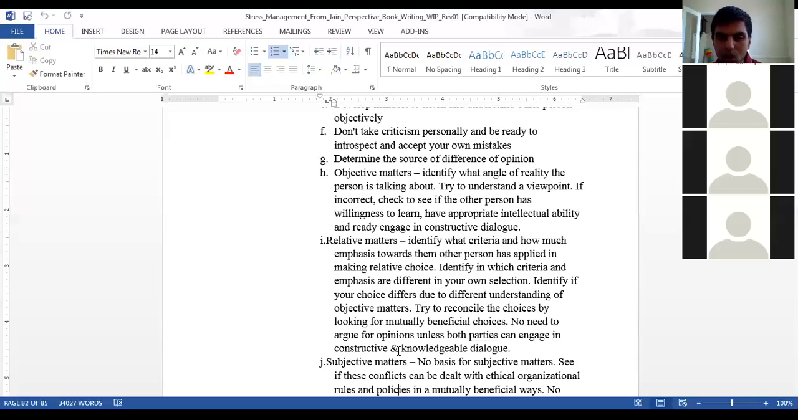So it's always best to leave things if they cannot be resolved by a simple conversation or a proper, thoughtful, peaceful argument. We should just leave it as is. Just be ready to accept others' points of view as is, even if we don't agree with them. So that's the way to deal with objective matters.